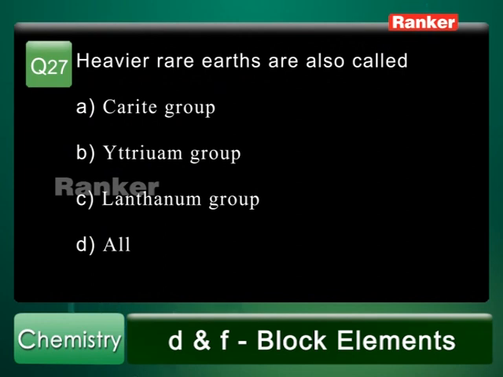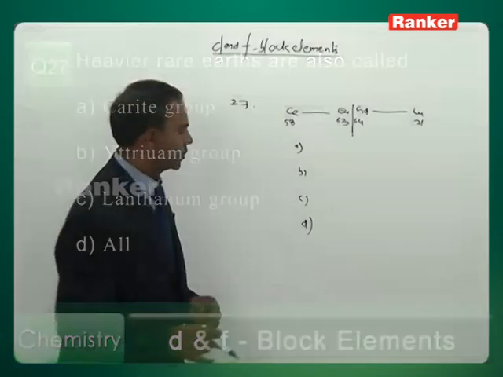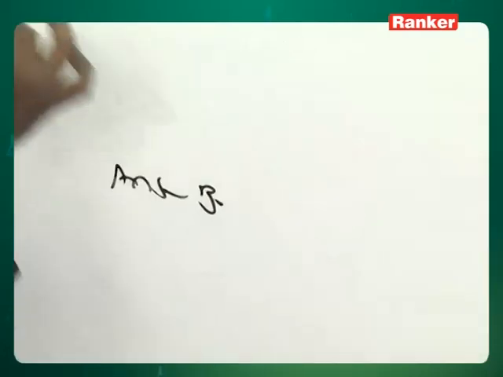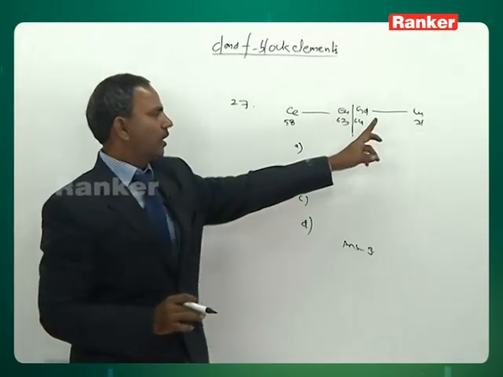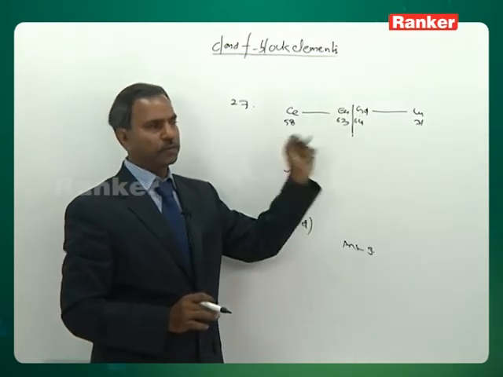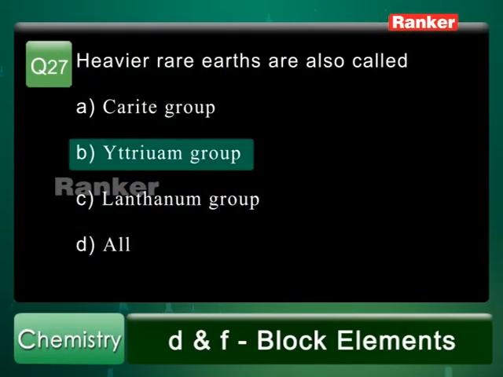But what is the question there? Heavier rare earths are also called the yttrium group. So the answer is B. Option B is correct. Heavier rare earths, yttrium; lighter rare earths, cerite group. So this is the answer to this one.